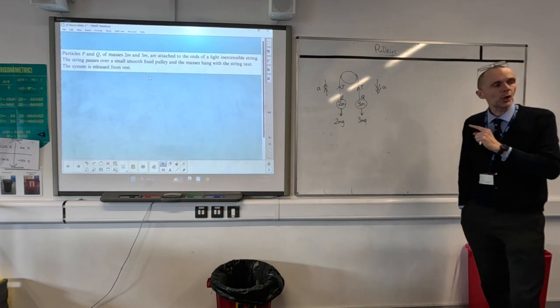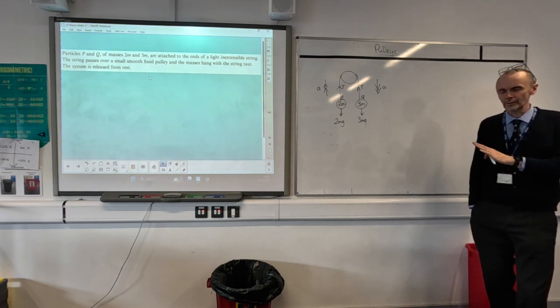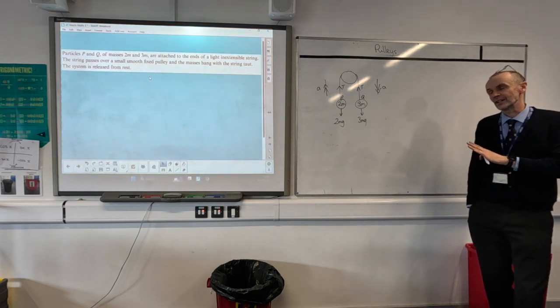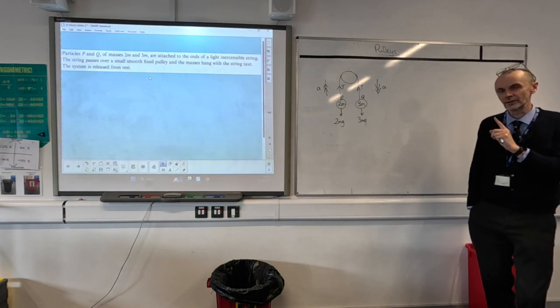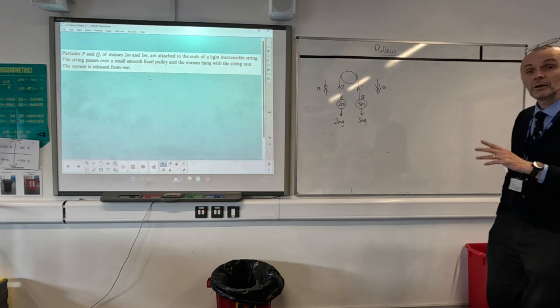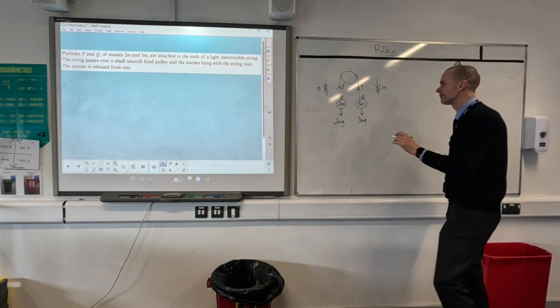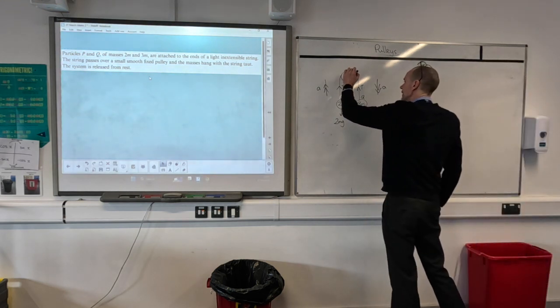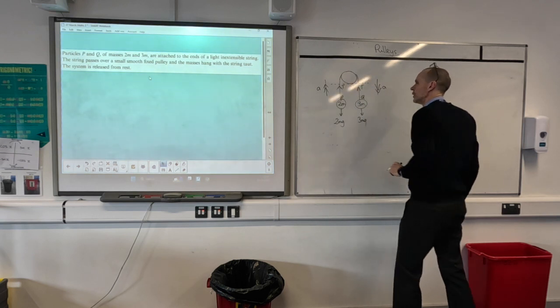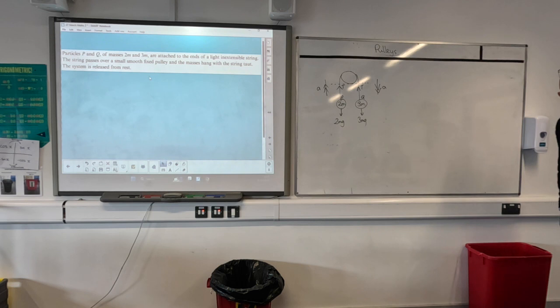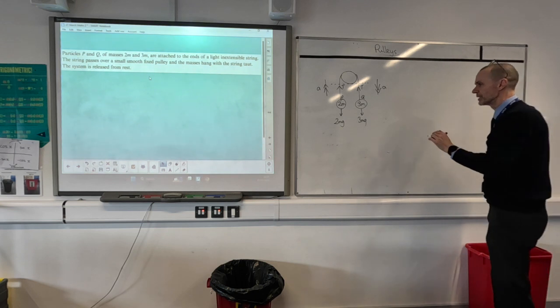So I know M is a constant, it's not a variable, so I'm not worried about M, but I am worried about the fact I've got two unknowns in this situation. I don't know the tension and I don't know the acceleration. But there's good news. Because all we're going to do is lop my diagram off there, and that's going to give me two separate systems.